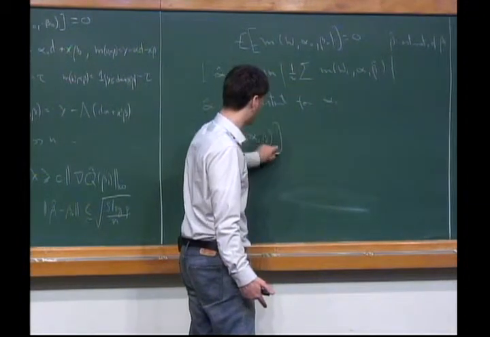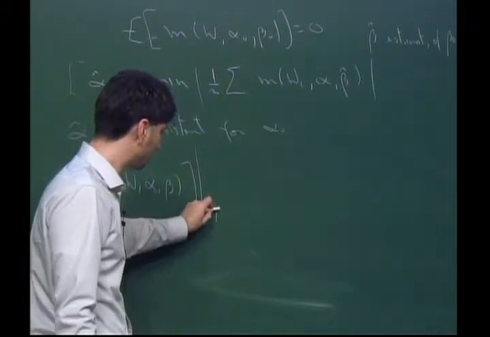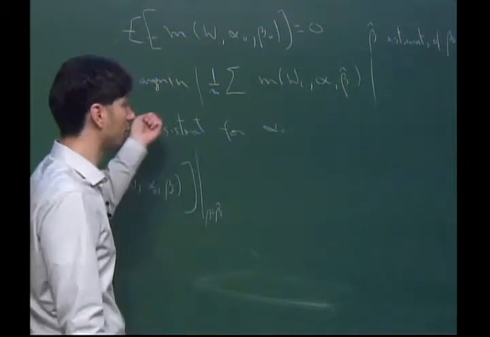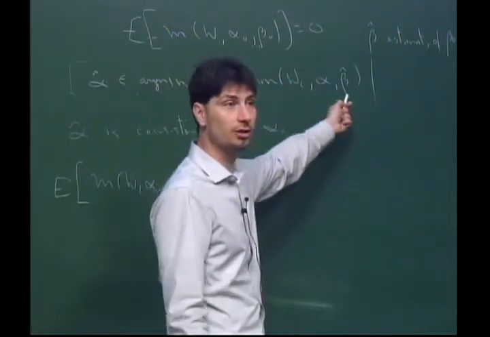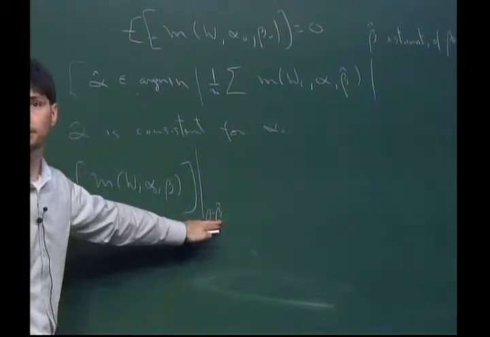Let me look at it as a function of beta, evaluated at beta equals beta hat, because that's what we're using here. We're using this plug-in estimator. So take this function, but we're evaluating at this other point.